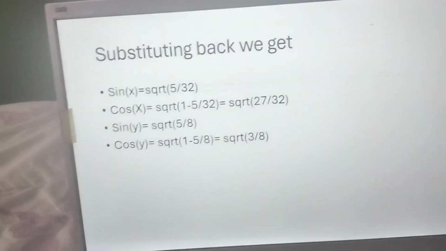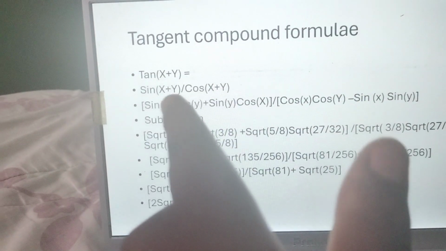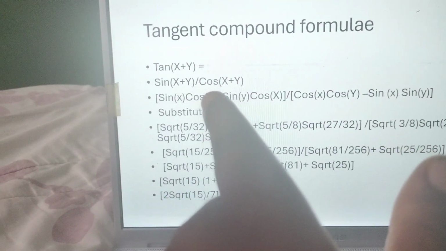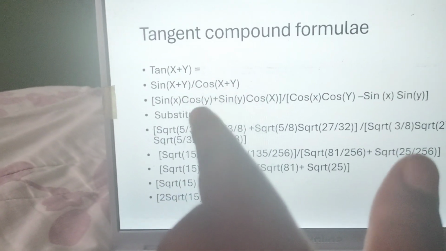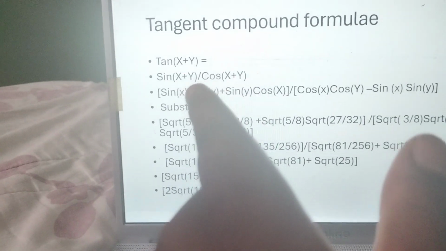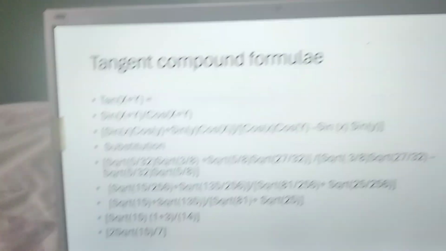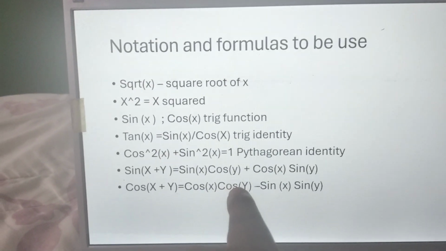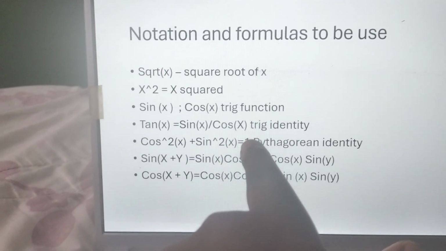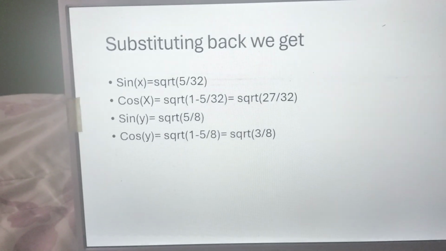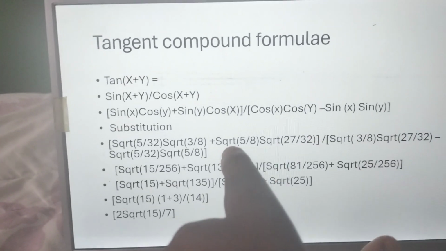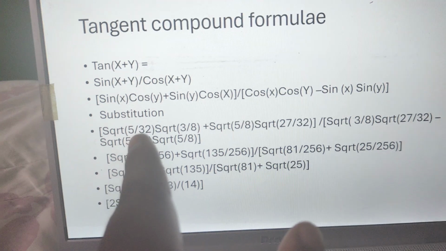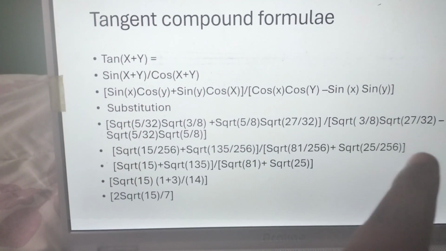Then we're going to take advantage of tan(x + y). We're going to use that trig identity from earlier. Then we expand using the compound formulas. Remember, from here, these compound rules and this trig identity give us these large numbers. We then substitute everything in.